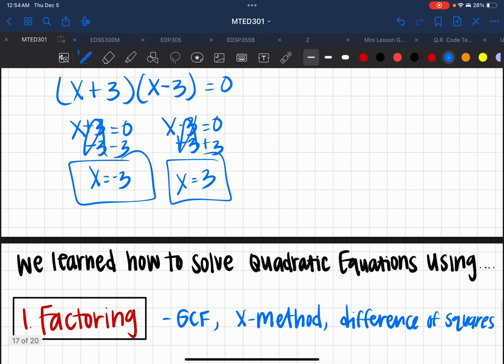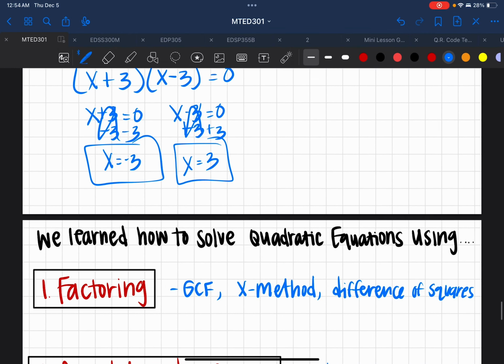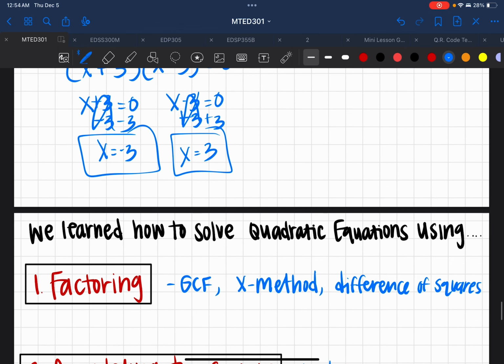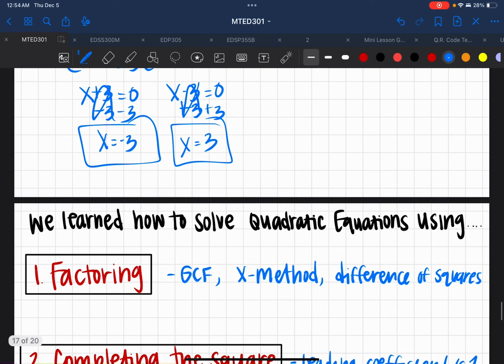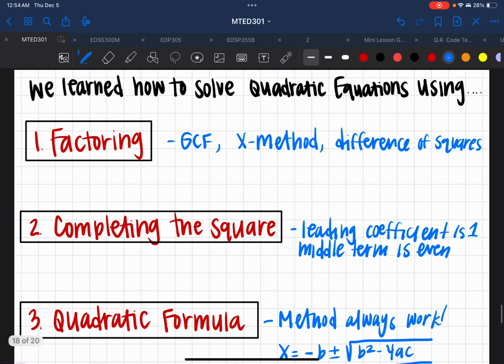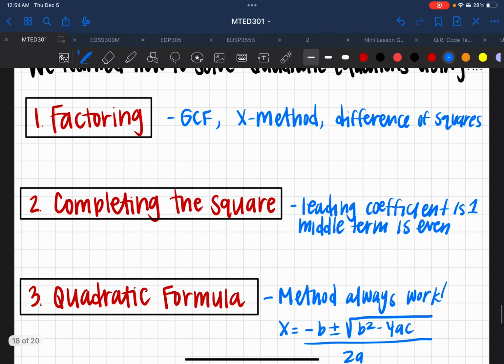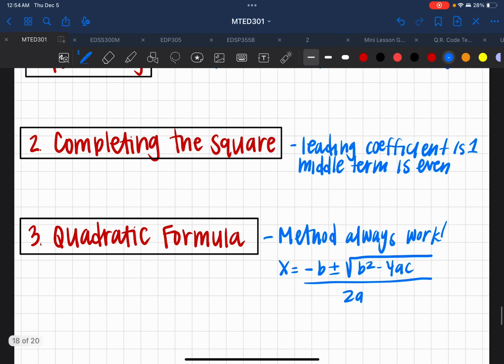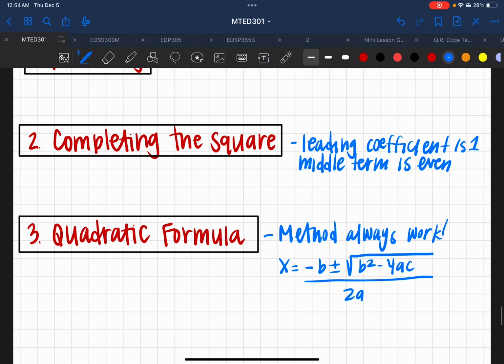So just a quick recap for today's lesson. We learned how to solve quadratic equations using factoring by the GCF, the X method, and the difference of squares. Next week, we're going to practice using something called completing the square and the quadratic formula. These are two different methods that are also going to help us solve quadratic equations, okay?